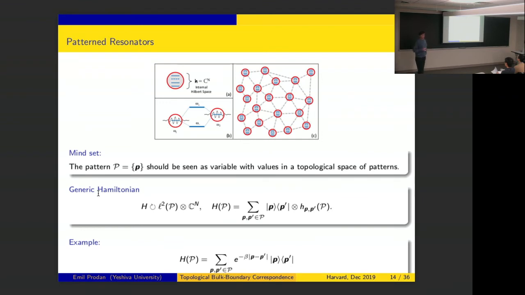So that was the case of one dimension, but the whole thing blows up in higher dimensions, and always the mindset should be that the pattern is a variable which takes value in a topological space of patterns. This space of patterns, in fact, can be defined very precisely and is not just loose terminology. The generic Hamiltonian takes this form, and here is my preferred example.